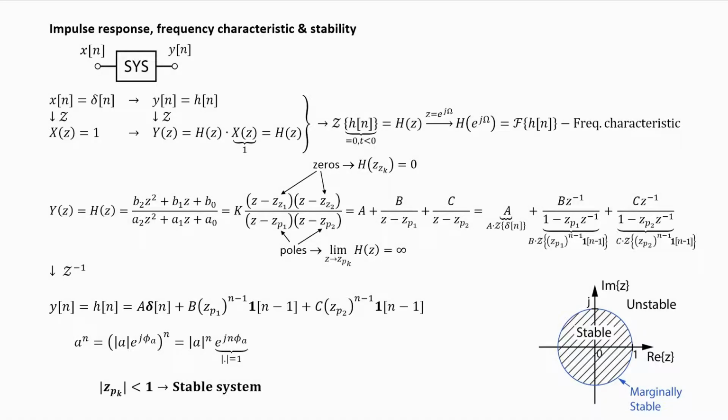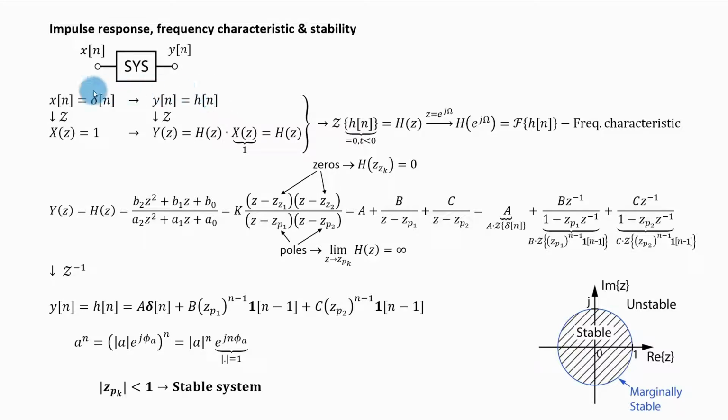As with the Laplace transform, we need to take a look at how the transfer function is related to the impulse response, frequency characteristic and stability. If I have a discrete system and I want to know its impulse response, I need to feed it the Dirac delta pulse, which at the output will give me the impulse response of the system.